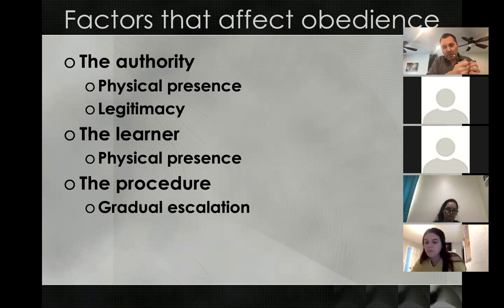And so the more shocks that they deliver to this person, the easier it is to maintain that behavior. And so that gradual escalation likely increased the tendency to obey. If participants had to jump up 100 volts at a time, for instance, maybe they'd be less likely to do that because they wouldn't have gone through that gradual escalation.